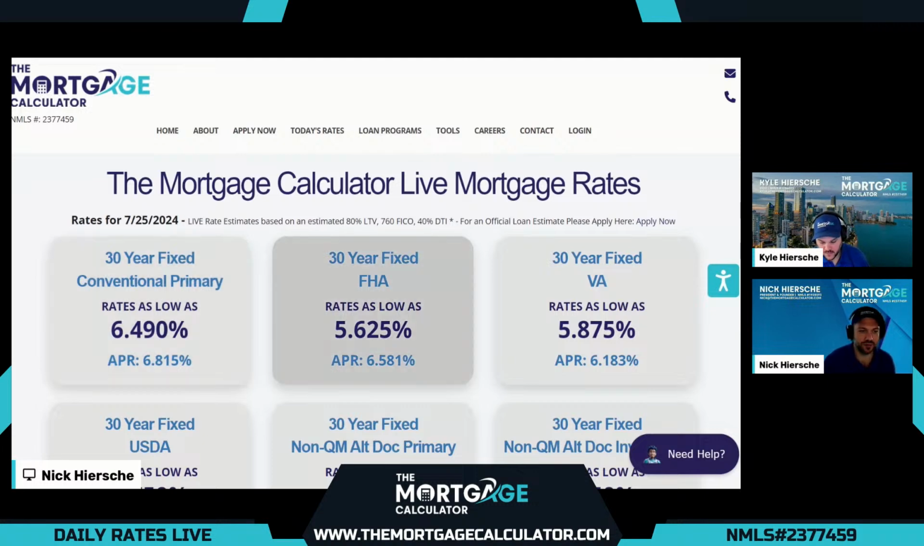we want to present is an FHA option. FHA allows more leniency on credit issues and a higher debt to income ratio. However, it does require upfront and yearly mortgage insurance. Rates today for FHA come in at 5.625, final APR 6.581.